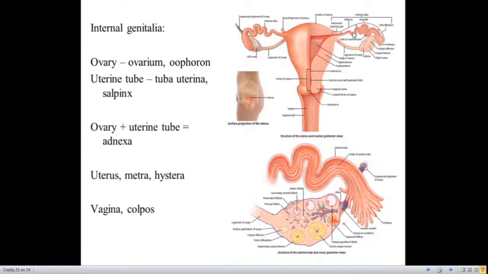Inflammation of the uterine tube and ovary, or instead of salpingo-oophoritis we can use the term adnexitis, because, as I posted below, the ovary and uterine tube together are known as adnexa of uterus. So when they inflame together we can name this condition adnexitis.